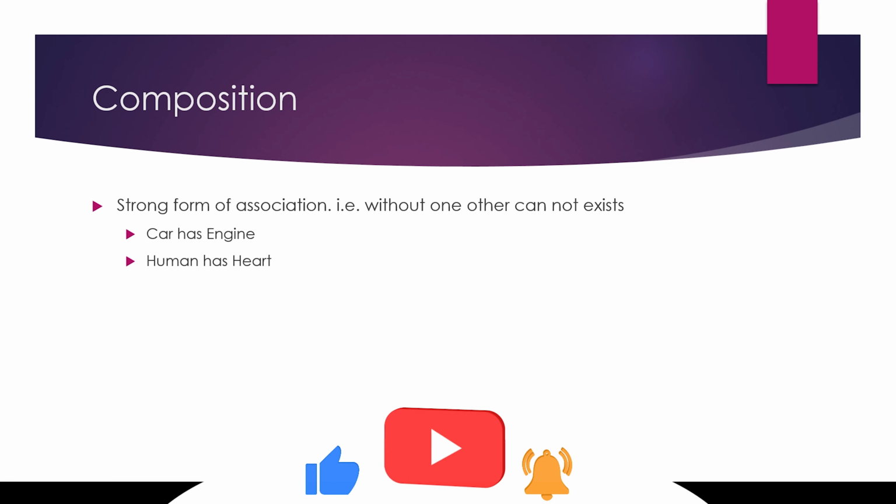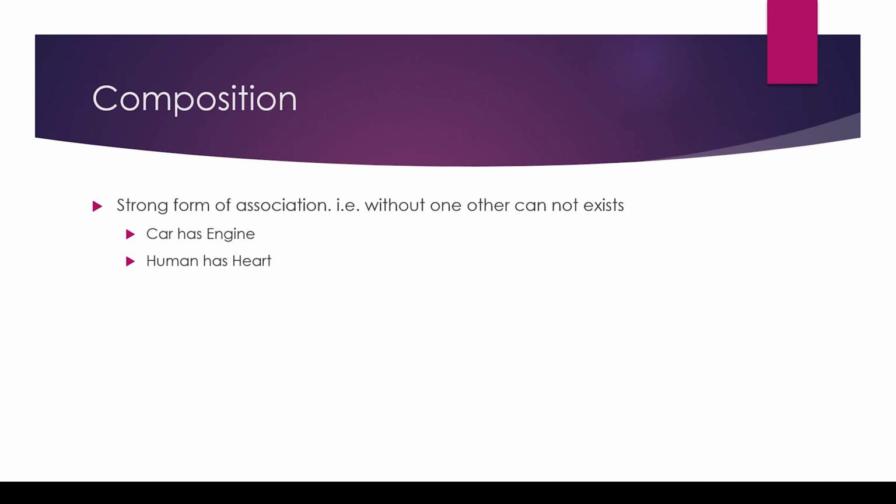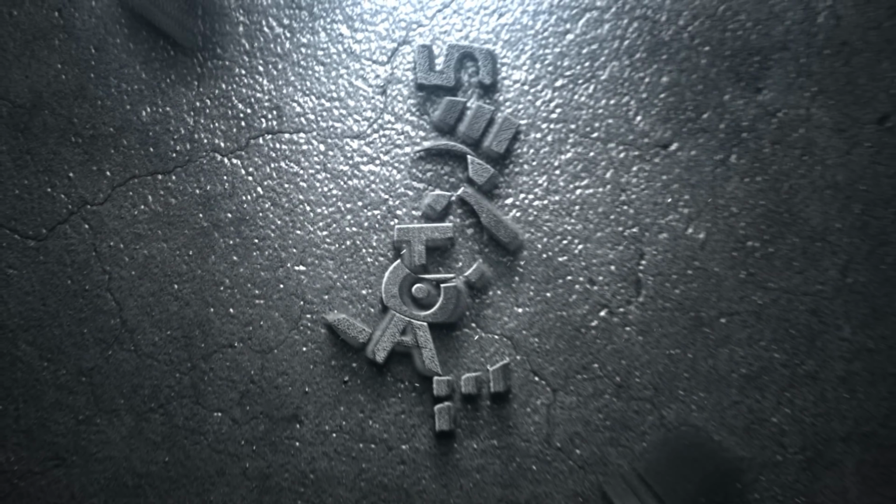In this video, we will talk about composition, and composition is a strong form of association. So for example, car has an engine, human has a heart. So without one object, the other cannot exist. For example, if a car doesn't have an engine, the car cannot run. If a human doesn't have a heart, the human cannot live. So there is a strong relationship between the objects. So if one is deleted, the other cannot exist.